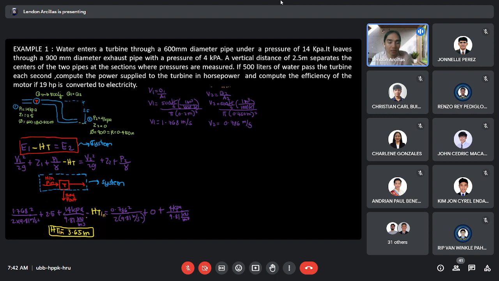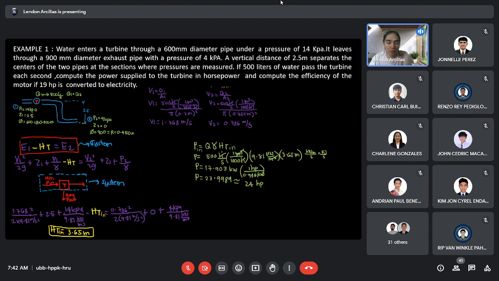What is being asked here is to compute the horsepower, power supplied. Okay. So, since this is HT in, we get the power supplied or power in. This is power supplied, P in. So, that is Q, specific weight of water since we are talking about water, times the head turbine in. So, this is what we got for in. It should be consistent. If this is in, then this is also in. If it is out, then what you solve is also out.